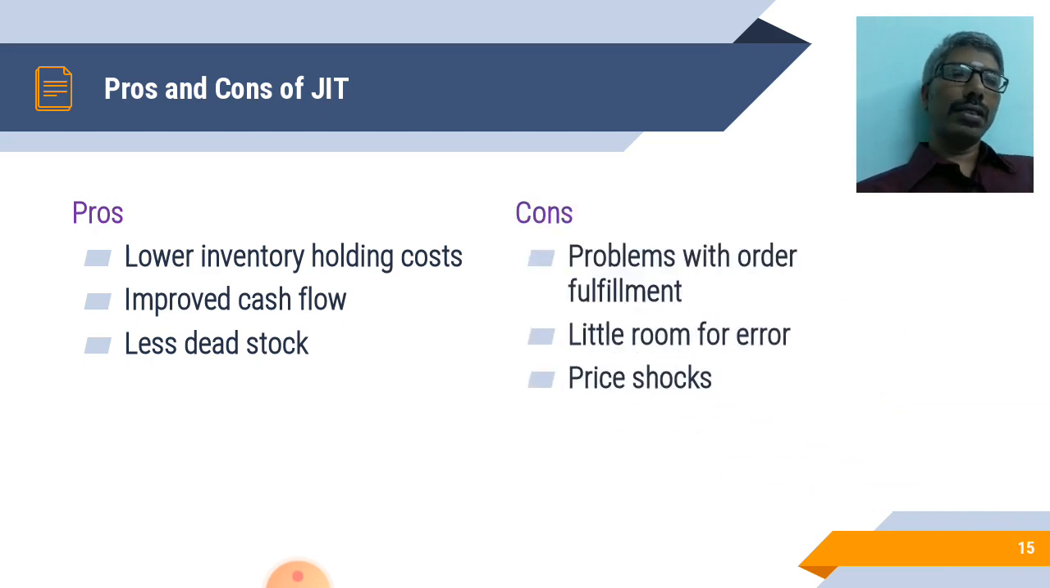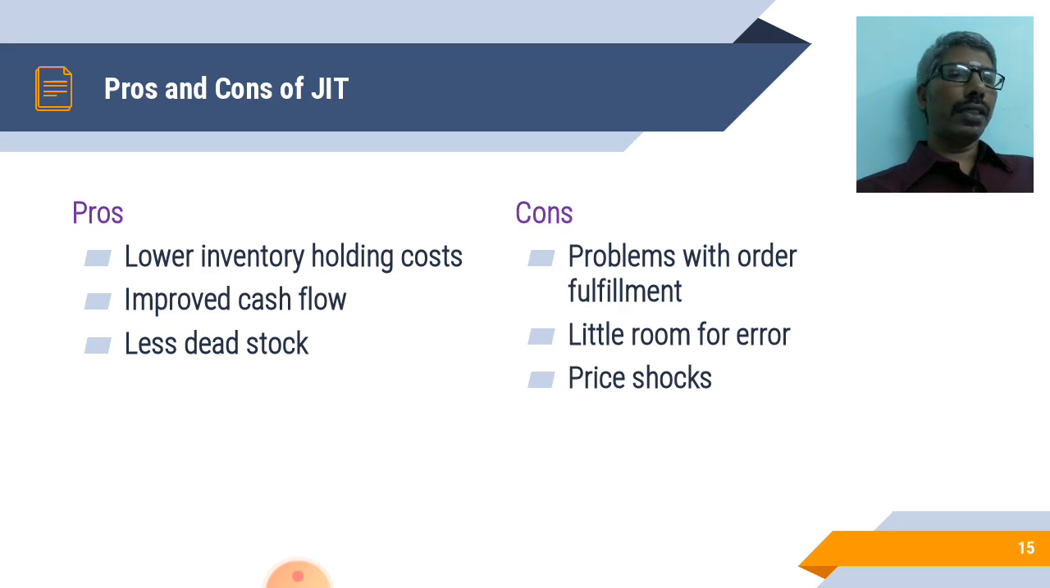Then the cons: the problems with order fulfillment. Whatever technology we have, we can't depend on that technology 100%, because technology has its own limitations. Therefore, we face some difficulties or problems in order fulfillment. It seriously affects our production functions.